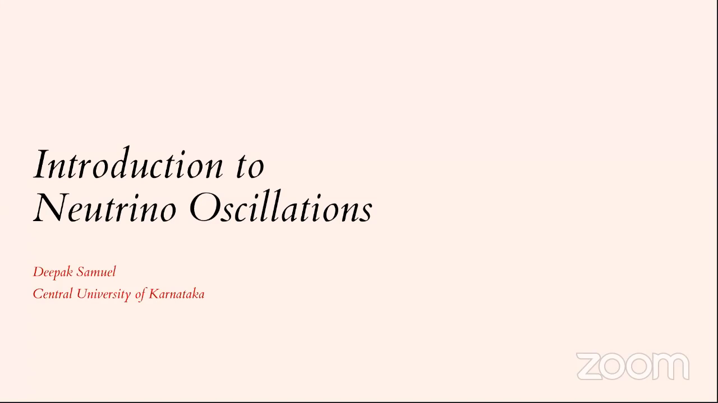And before talking about neutrino oscillations, I will say a few words about some neutrino experiments and the problems or the crisis that the field of neutrino physics faced in the past, and how these problems were solved, how the solutions were arrived at. And that will set the stage for the rest of my talk.